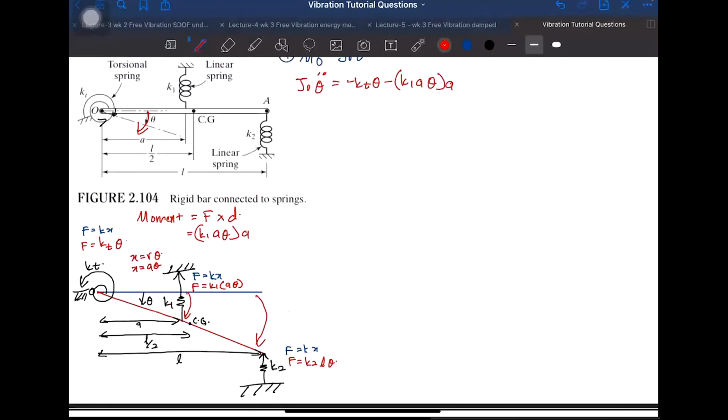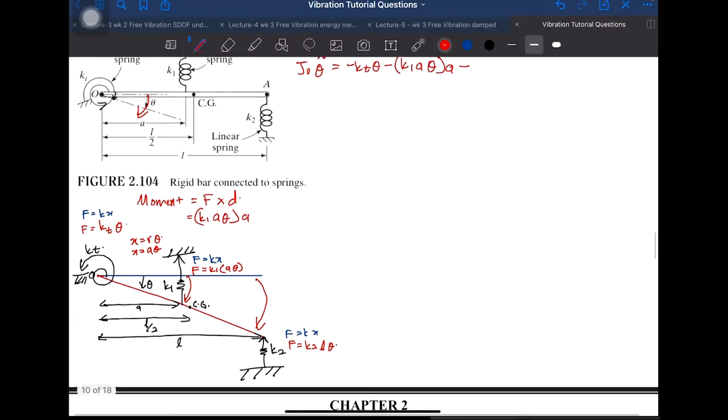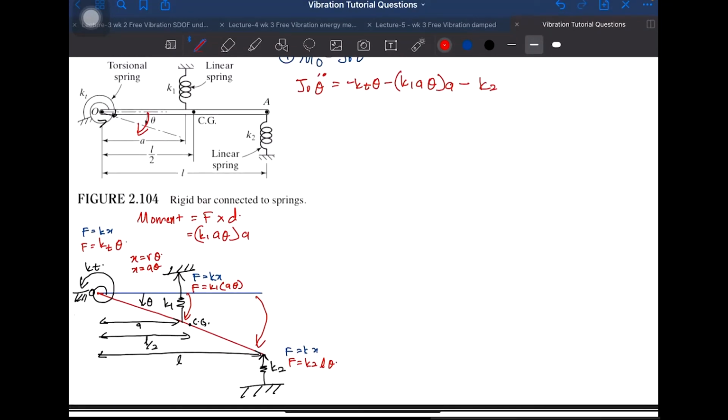The force from K2 also moves upwards from the pivot point, so this will be anti-clockwise. Anti-clockwise will also be negative since we define clockwise as positive. So the force is K2L theta. Moment is force times distance. The distance of K2 from the pivot point is L, so you multiply again by L. Then you solve all of this.